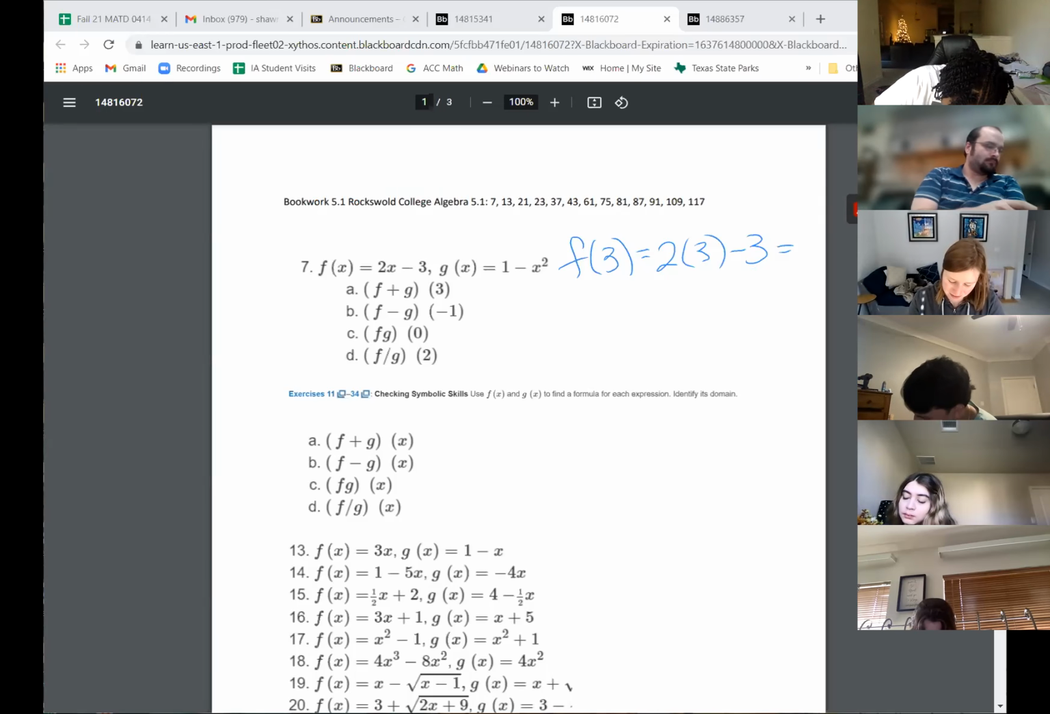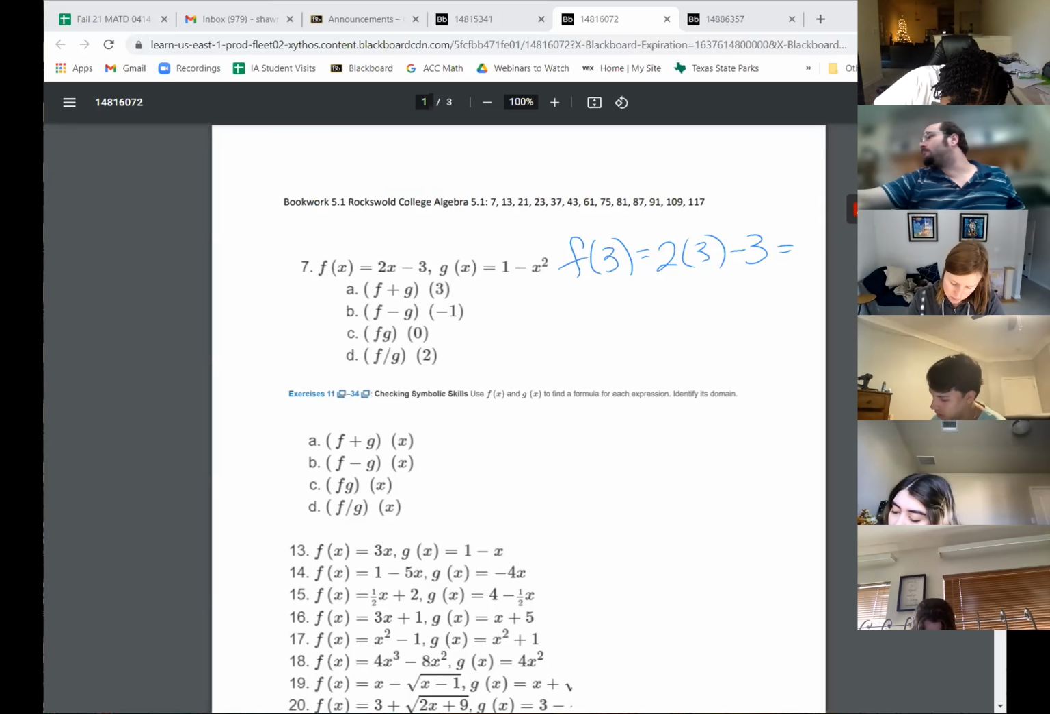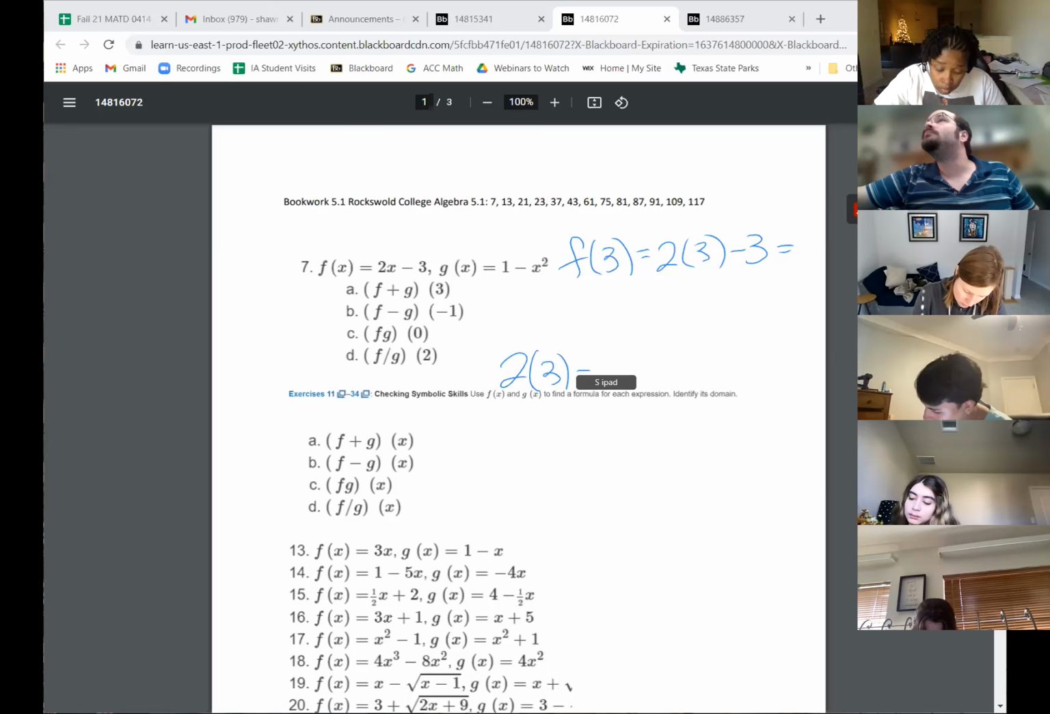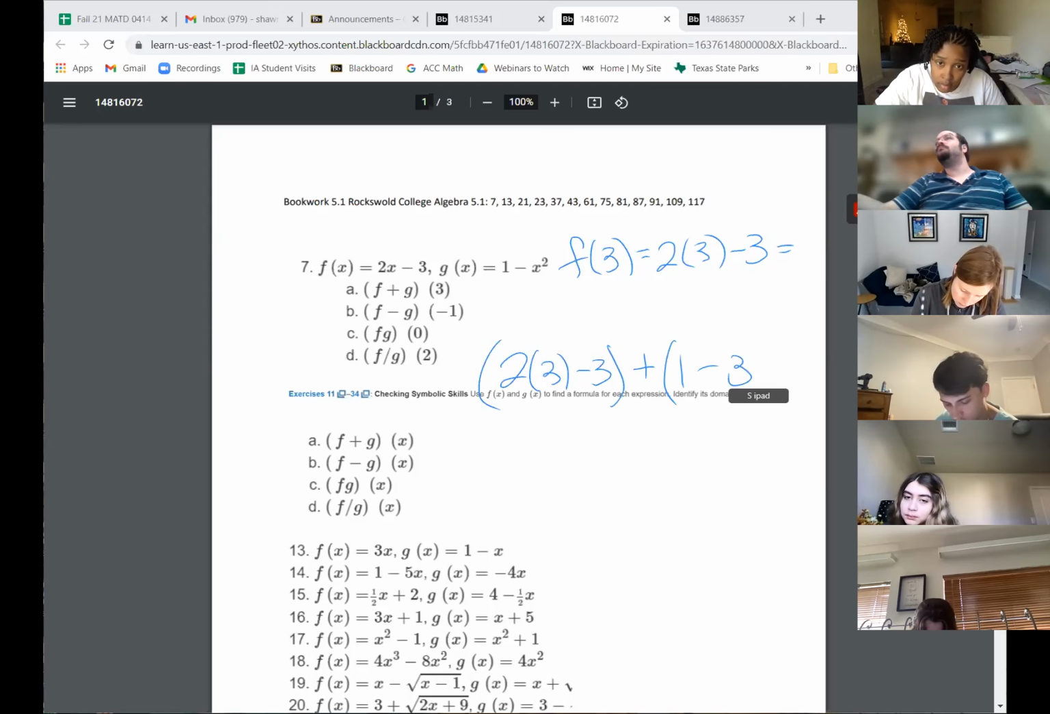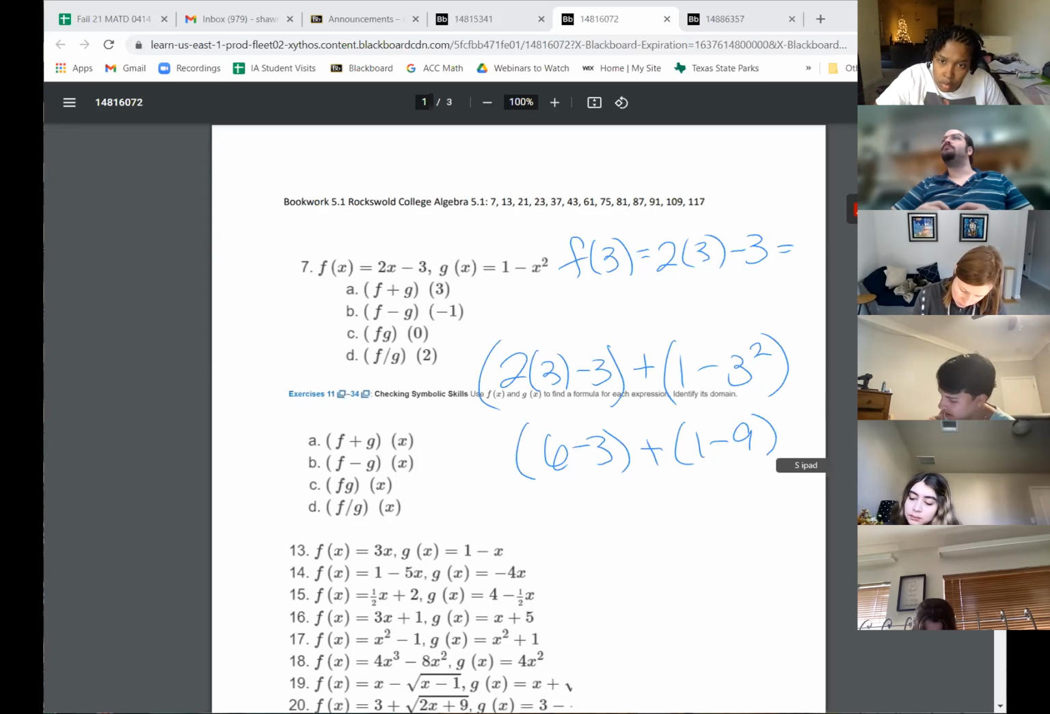I have 2 times 4 minus 3, everything between the parentheses, plus open parentheses 1 minus 3 squared. Then my result for the f of 3 is 8 minus 3, which is 5. Plus open parentheses 1 minus 9 for the g of x, which is minus 8. Then I have 5 plus minus 8, which is 5 minus 8. Then it's minus 3.